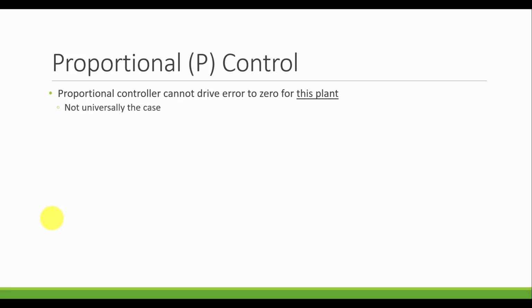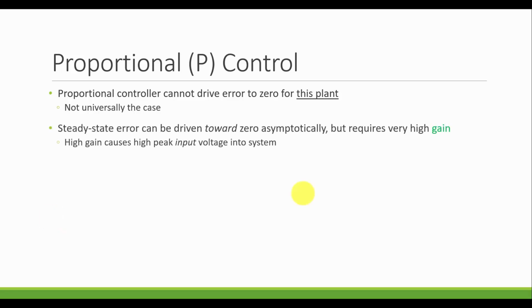Now I do want to remind you that this is true for this particular plant, 1 over 2.5s plus 1. There will be other plants where a proportional controller will work. When we apply the final value theorem, we're not going to have any k in it. It's going to be exactly what we want it to be. For this particular plant, that was not the case though.